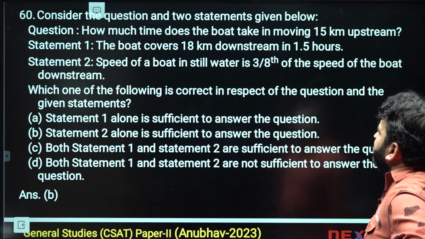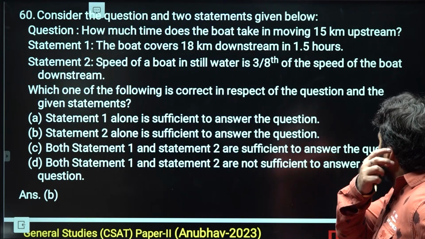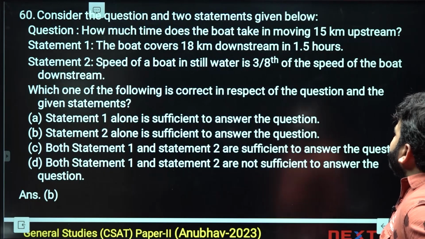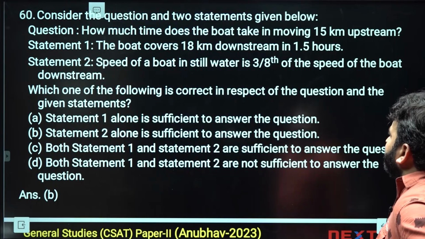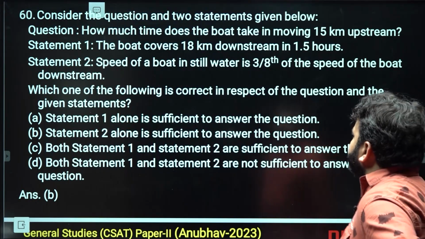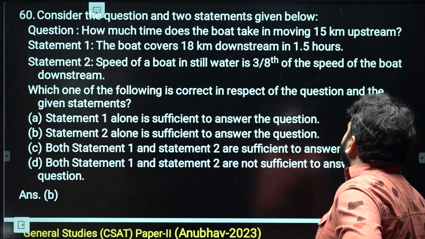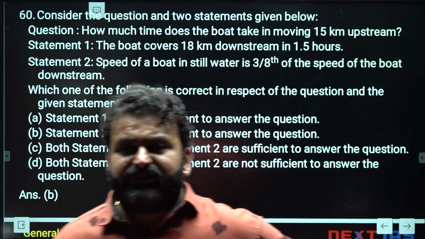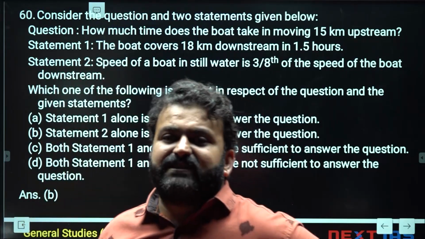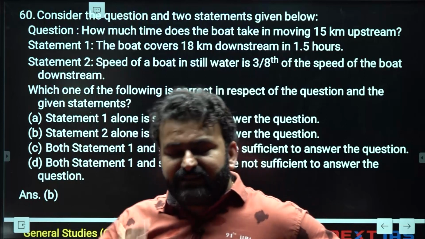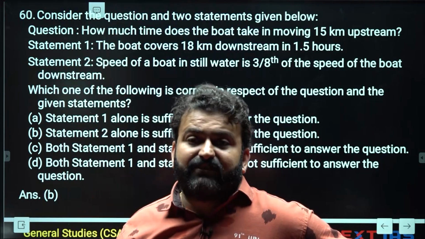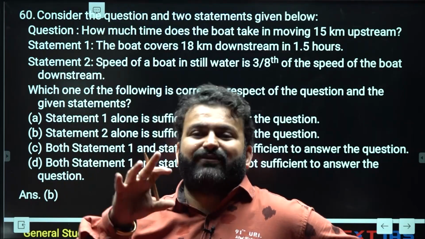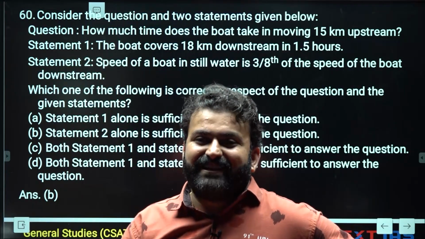Question 60. Consider the given question and two statements given below. How much time does the boat take in moving 15 km upstream? Statement first: the boat covers 18 km downstream in 1.5 hours. This is a data sufficiency question. In data sufficiency you don't have to find the actual answer, you just have to check whether the given data is sufficient to find the answer or not. But many a times you have to solve it.